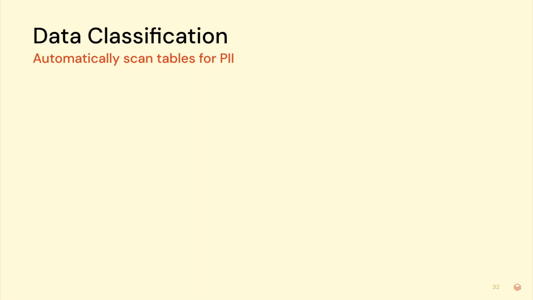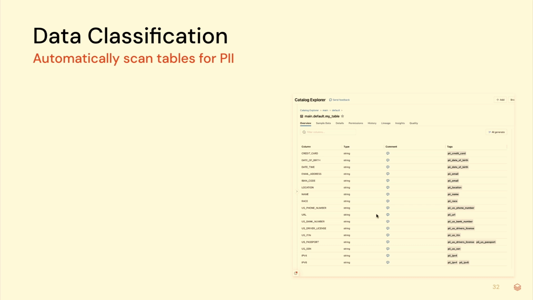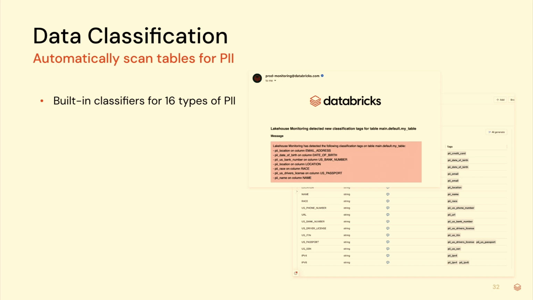Lastly, there's also this aspect of data classification. So since we incrementally process your data, that means we can also classify your data alongside that. So we'll surface all of these PII tags on the column level, such as credit card, date of birth, email. And there's 16 types of built-in classifiers. So these are canonical use cases of PII that we saw, and we'll just detect that out of the box. You'll get a notification saying these are the new types of PII that we detected on your table.